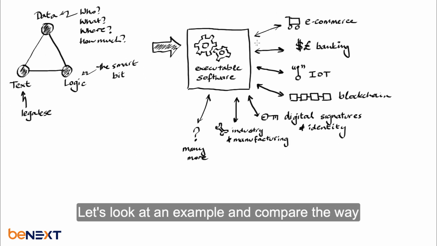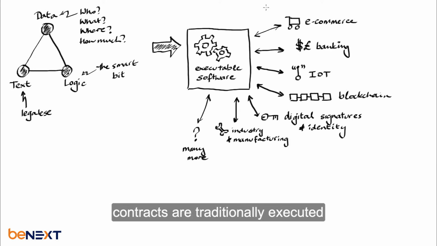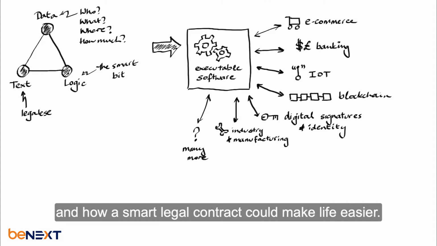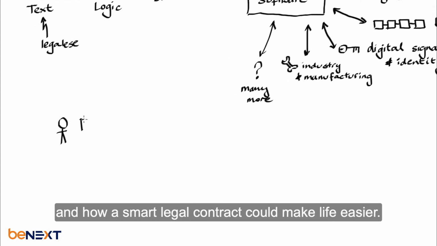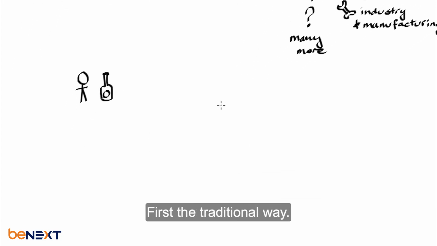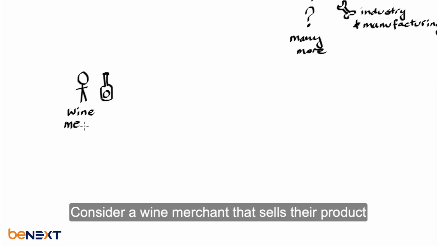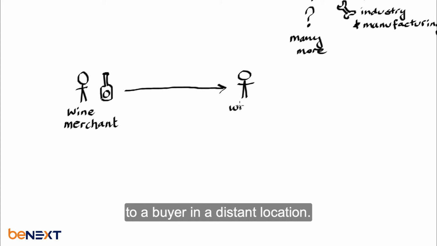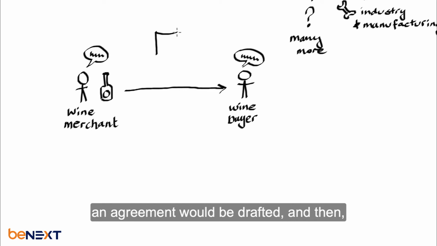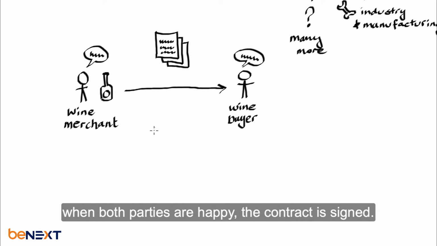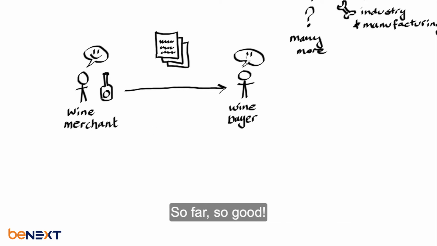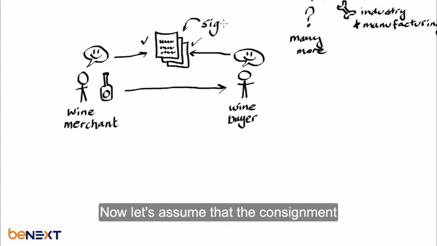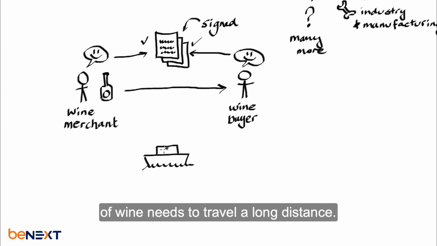Let's look at an example and compare the way contracts are traditionally executed, and how a smart legal contract could make life easier. First, the traditional way. Consider a wine merchant that sells their product to a buyer in a distant location. After the usual negotiations, an agreement would be drafted, and then, when both parties are happy, the contract is signed. So far, so good. Now let's assume that the consignment of wine needs to travel a long distance.